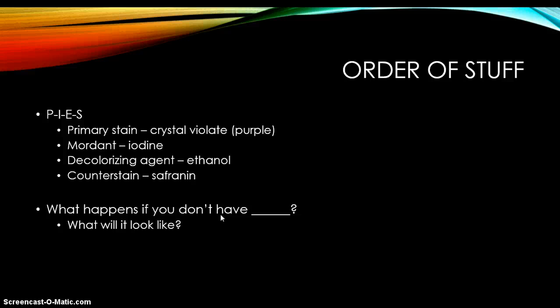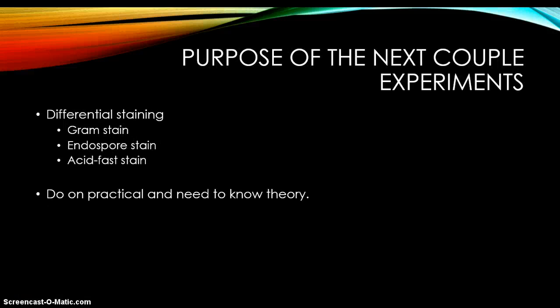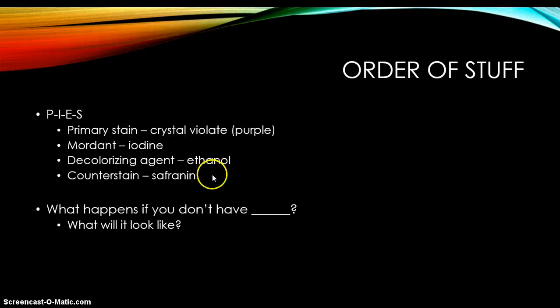So the big points here are know how to gram stain, know the order of the gram stain, in that it's PIES: purple, iodine, ethanol, safranin, and then also look things up if you don't understand them, and know how to do stuff like this. What happens if you don't have that?